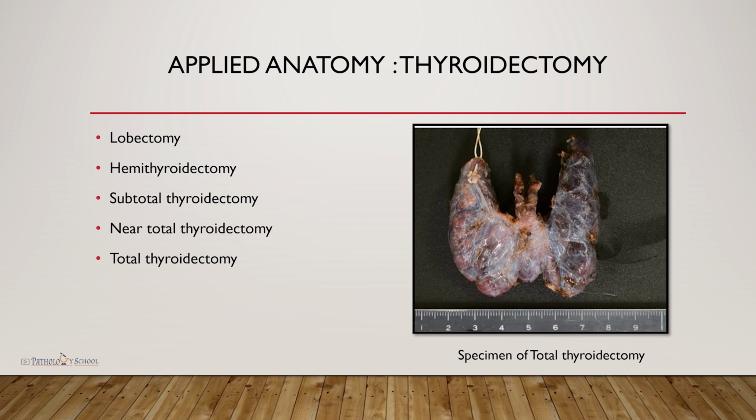Next is the subtotal thyroidectomy, in which whole of the thyroid gland is removed, leaving behind 4 to 5 grams of tissue. Next is the near-total thyroidectomy, in which whole of the gland is removed, leaving behind tissue in the vicinity of the recurrent laryngeal nerve. And last is the total thyroidectomy, in which whole of the gland is removed, leaving behind no tissue.